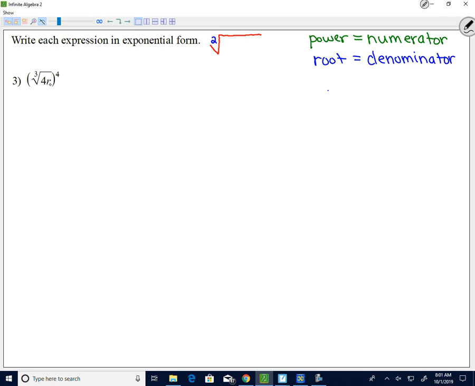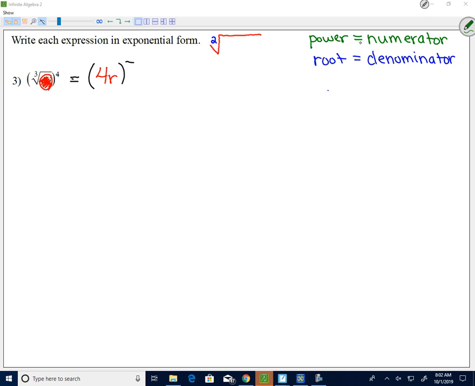So if I have the cube root of 4r raised to the fourth power, to create an equivalent expression in exponential form, I know I'm going to have something in parentheses raised to a fraction. Again, whatever's under the root is what goes in parentheses. So in this case, it was 4r. So I've used up the 4r.